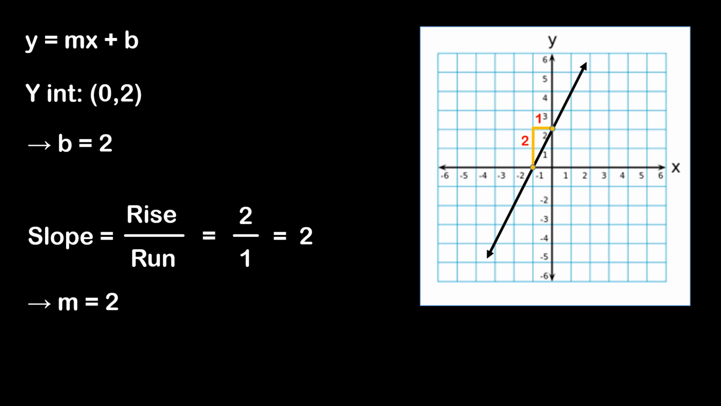So we have that m is equal to 2 and b is equal to 2. This gives that our linear equation for this graph is y is equal to 2x plus 2. And that is our final answer.